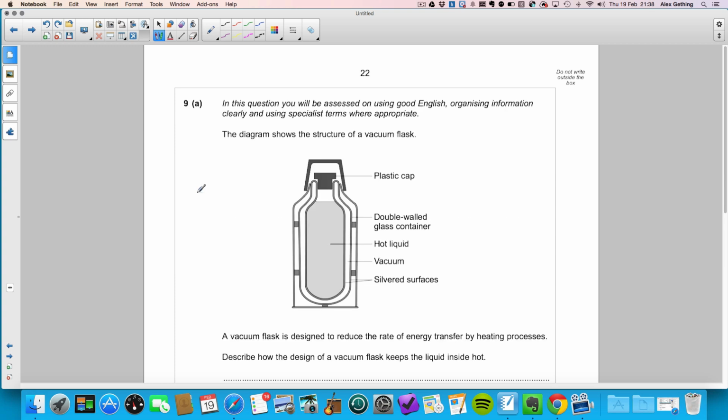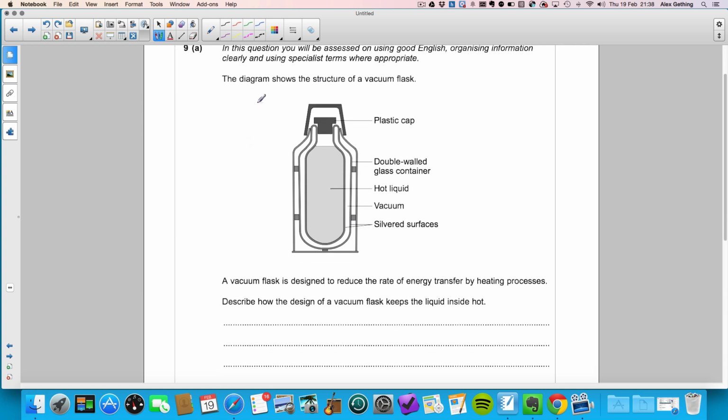Okay, this brings us on to the final question, and this is the QWC question. You will be assessed on using good English, organising information clearly, and using specialist terms where appropriate. So, what have we got? The diagram shows the structure of a vacuum flask. We've got a plastic cap, a double-walled glass container. There's a vacuum, a silvered surface, two of them there, and there's our hot liquid. A vacuum flask is designed to reduce the rate of energy transfer by heating processes.